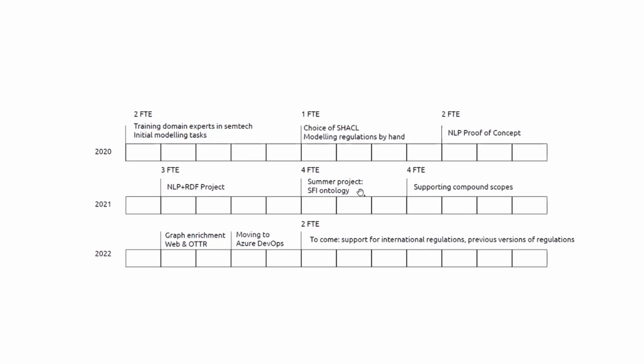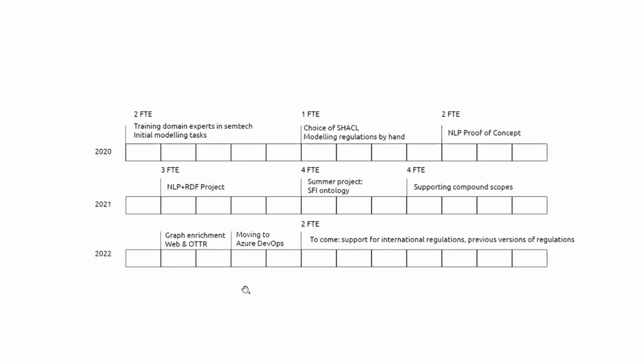And during the summer, we also had a couple of students working on the SFI specification ontology for us, and I hope we will be able to publish that very, very soon for others to use as well. SFI is just a collection of classification of components that makes up a vessel. During the fall of 21, we started supporting compound scopes, legal scopes that are connected and are working together. Then we started with graph enrichment and Otter and this web service.